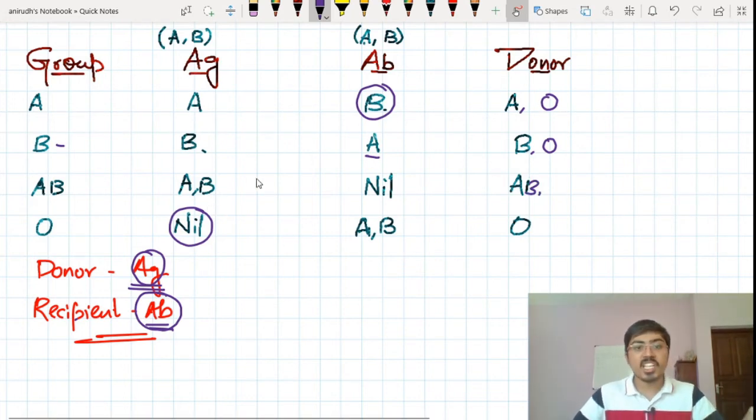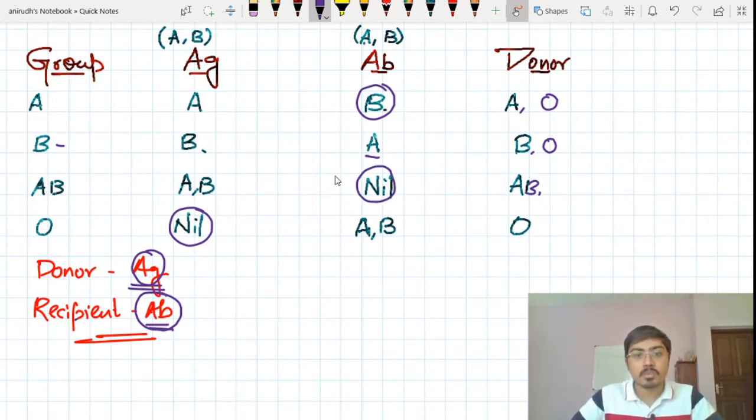Now, in case of AB, you don't have any antibody, so the recipient is not having any antibody, right? So you can give A blood group here, you can give B blood group here, and O blood group also. And finally, when you consider this O blood group, here you are having both antibodies, so you should only give O blood group here.